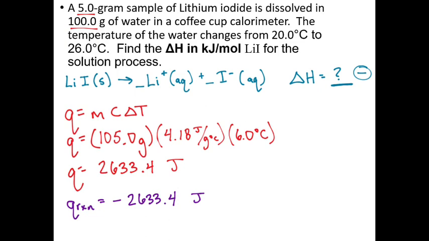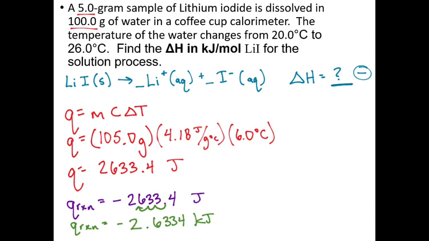Okay, well, let's convert it. That's going to be pretty easy. We'll divide by 1,000, or basically just move that decimal 3 places. So I can still say Q for the reaction that's inside that calorimeter is negative 2.6334 kilojoules. And again, that's the kilojoules for every 5 grams of reactant, not product.